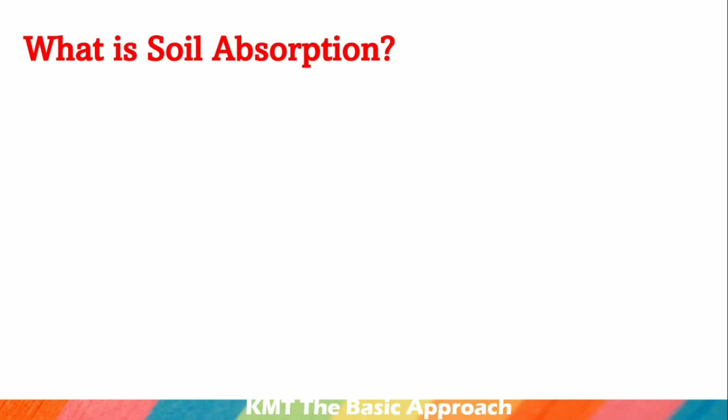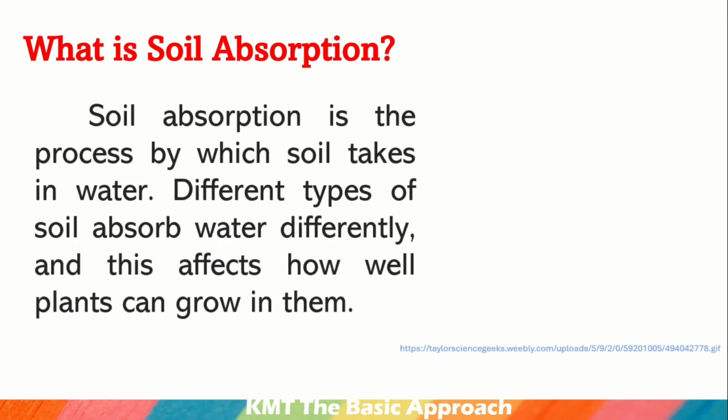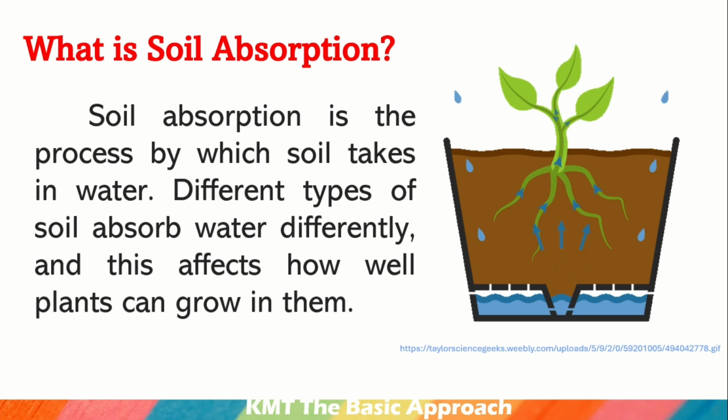What is soil absorption? Soil absorption is the process by which soil takes in water. Different types of soil absorb water differently, and this affects how well plants can grow in them.